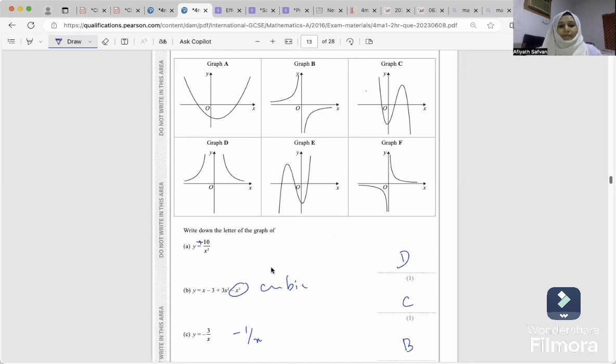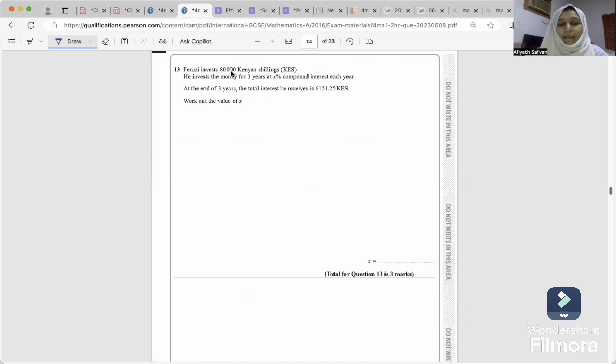Question number 13. Feruzi invests 80,000 shillings. He invests money for 3 years at X% compound. At the end of 3 years, the total interest he receives is this. So it is a compound interest problem. What is the formula we have? Compound interest is equal to P times 1 plus R by 100 to the power N, where N is the number of years and R is the rate of interest.